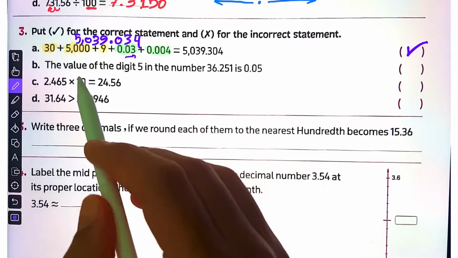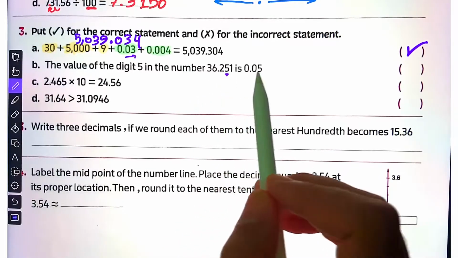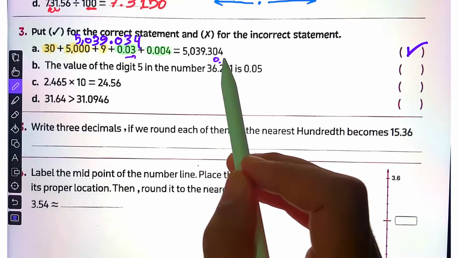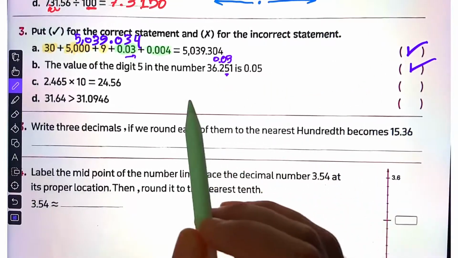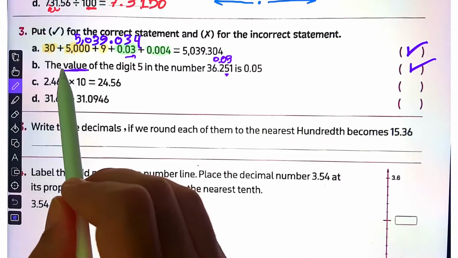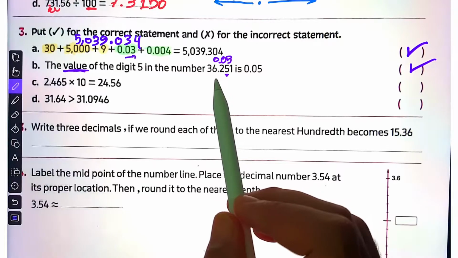Let's move to B. The value of the digit 5, which is here, is 0.05. Yeah, so it will be true. And if he asked me about the place value, not value, I will say hundredths. Okay? Let's move to C.